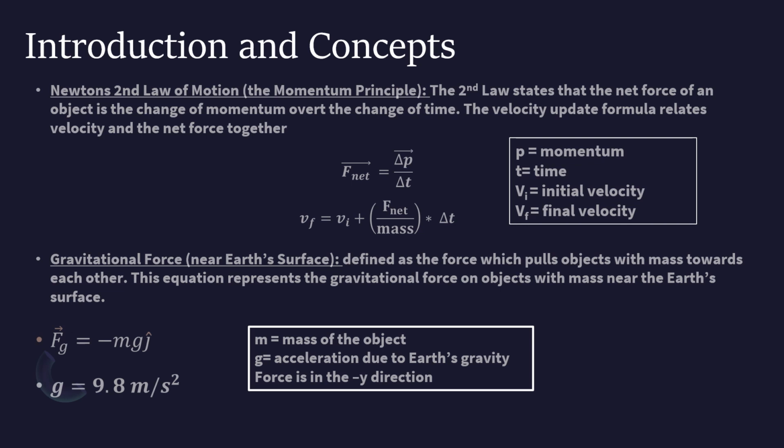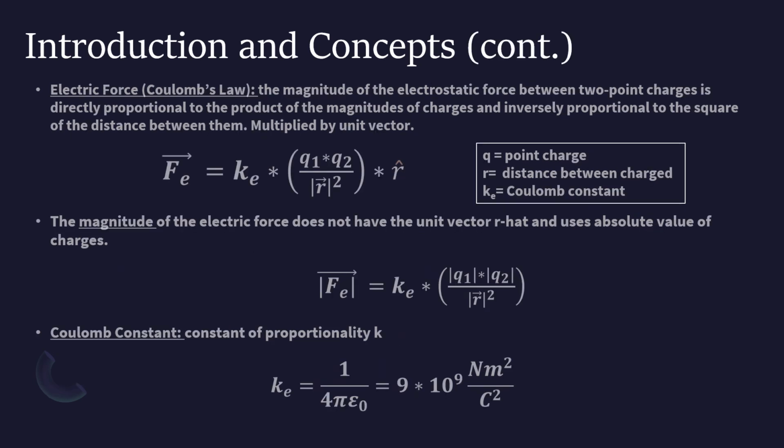The gravitational force represents a force that pulls objects towards Earth's surface, and that is represented by F equals negative m times g in the negative y direction, where g equals 9.8 meters per second squared, and m equals mass. Coulomb's law states that the magnitude of the electrostatic force between two point charges is directly proportional to the product of the magnitudes of the charges and inversely proportional to the square of the distance between them, and is multiplied by the unit vector. Coulomb's constant is the constant of proportionality and is represented by 9 times 10 to the 9th power newton meters squared over coulomb squared.